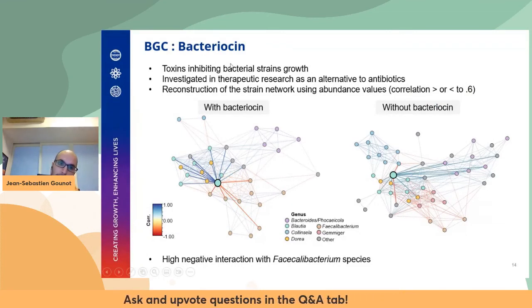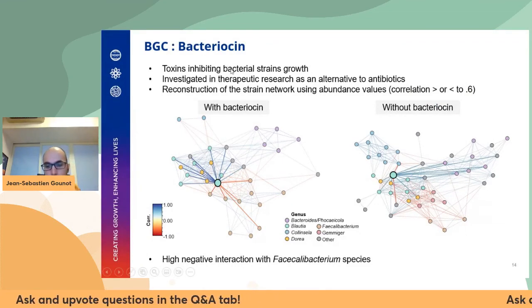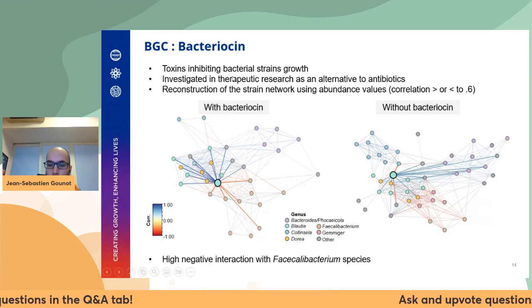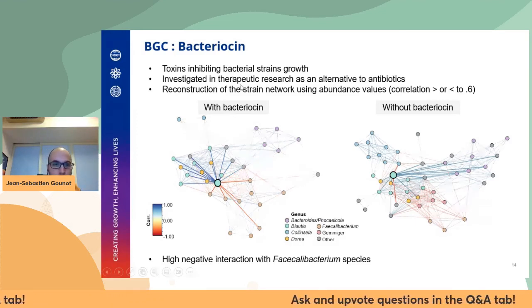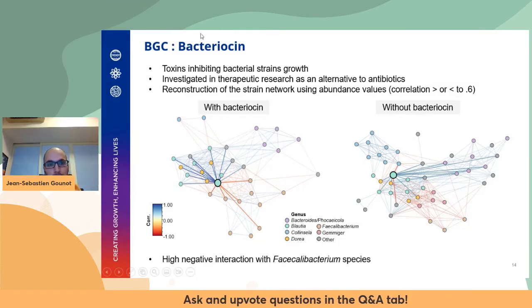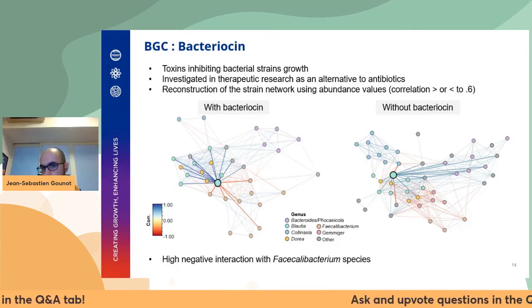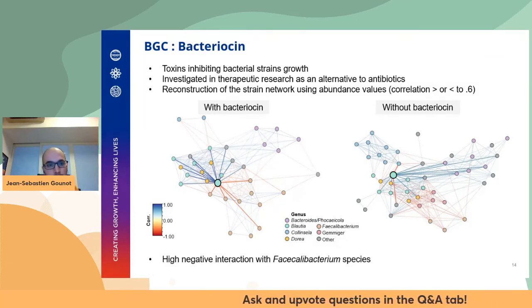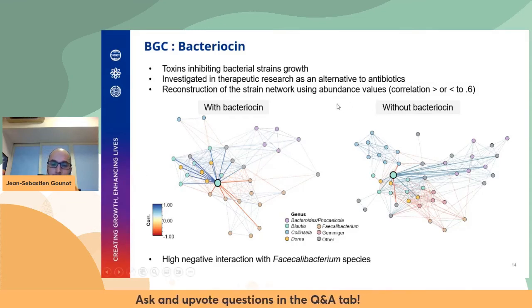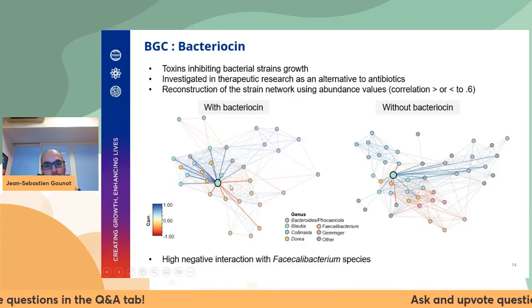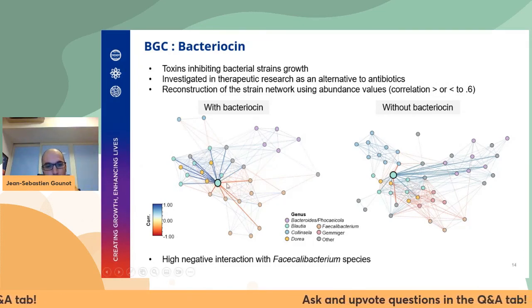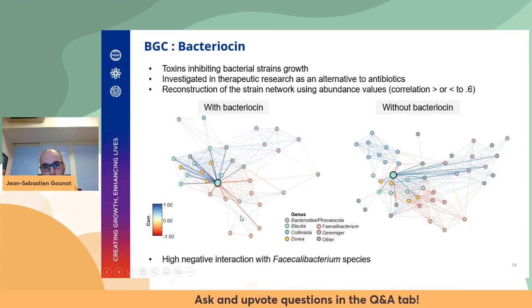And we wanted to see if maybe some of these BGCs have very important functions, obviously. So we've been lucky and found a very nice case with the bacteriocins. Bacteriocins are toxins which inhibit bacterial strain growth. So it gives a competitive advantage for some species over some of the strains or species. And we found out that one of these bacteriocins in a Blautia is linked to a very strong correlation with other species, especially Faecalibacterium.